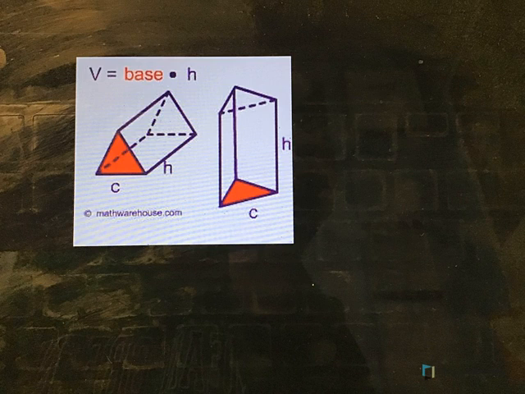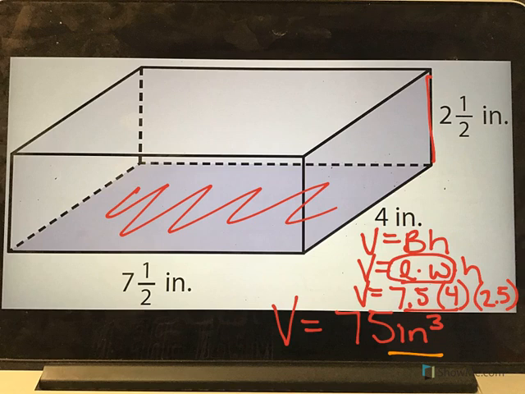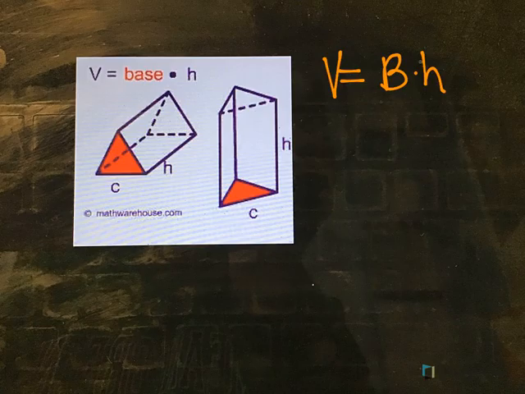All right, so now we have a triangular prism. Let's go ahead and write down the formula. Volume equals base times height. For a prism, it's always the same. Volume equals capital B times H. Capital B stands for area of the bottom shape.